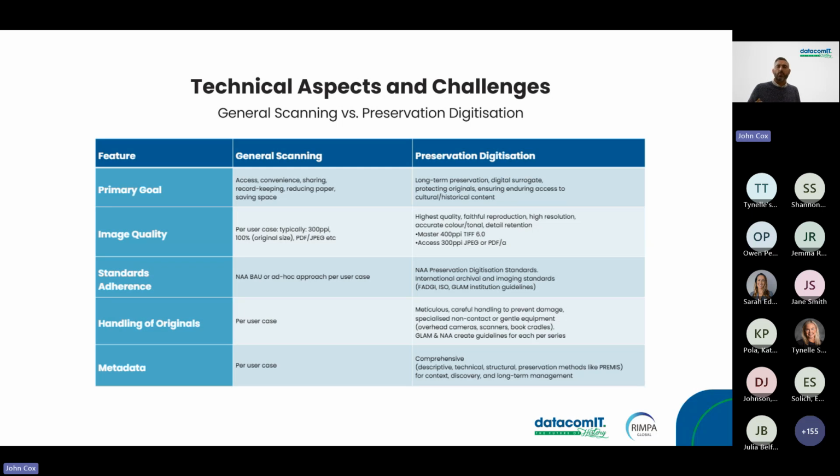So the use of things like overhead cameras, book cradles and so forth. The metadata, I think, again, it really does depend on the use case with the general scanning. With preservation digitization, it's often around keeping that item, because it's by definition a closed item, it's not being touched again. It's around managing obsolescence.